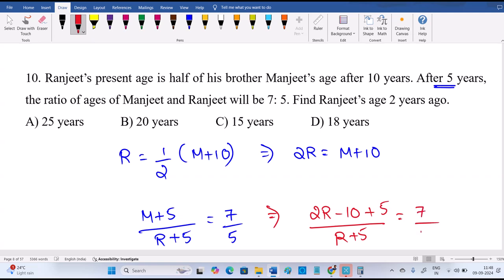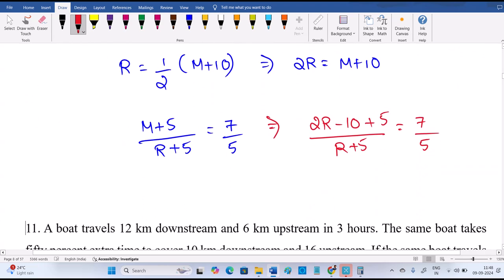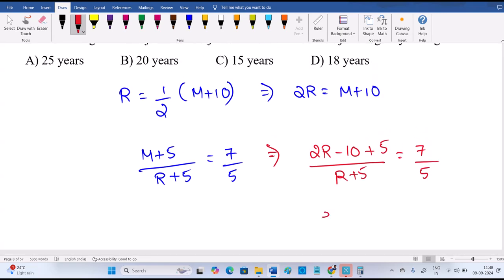A few steps you should think in your mind, few only on paper. That's the mindset we need to fix for competitive exams and placements. So here 10r, 7r, 3r, here minus 5 into 5 is minus 25, here 35. So we'll send it to the other side. Minus 25 will come to this side, plus 25 and 35 means 60. Okay, Ranjit's age presently is 20.